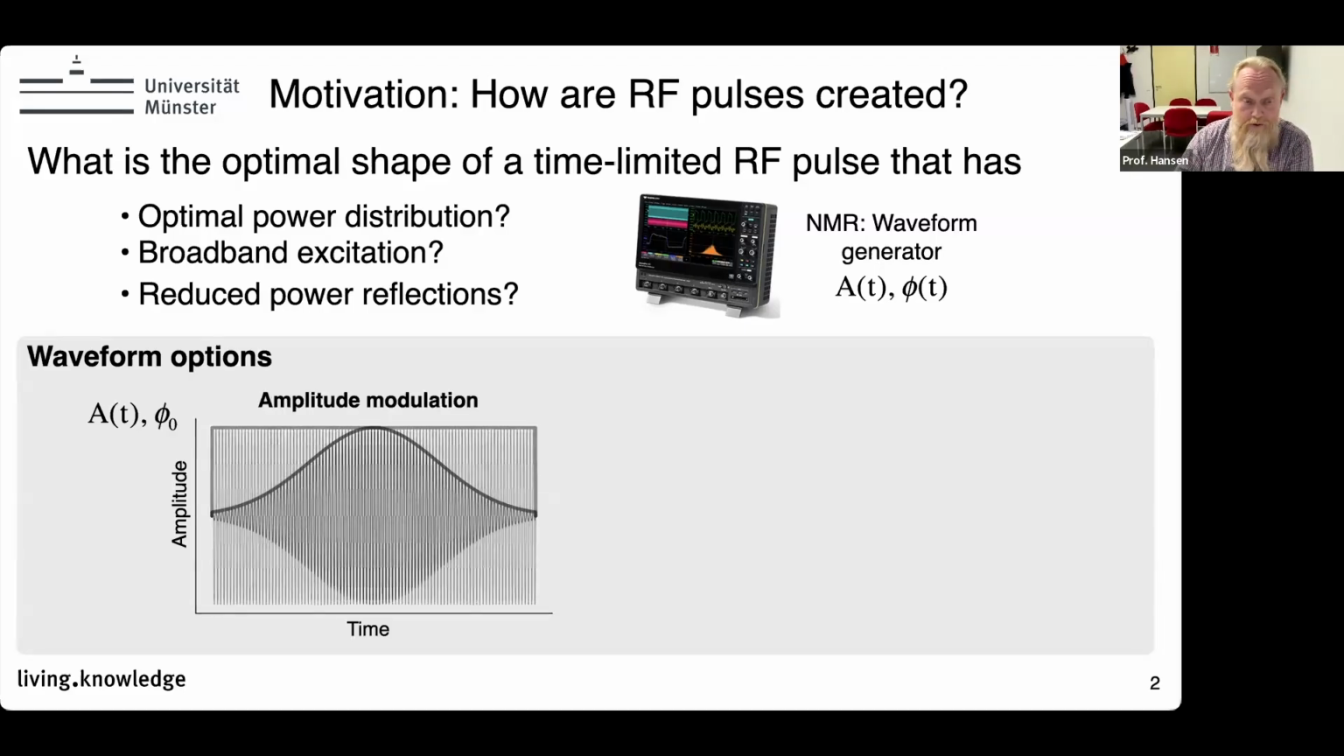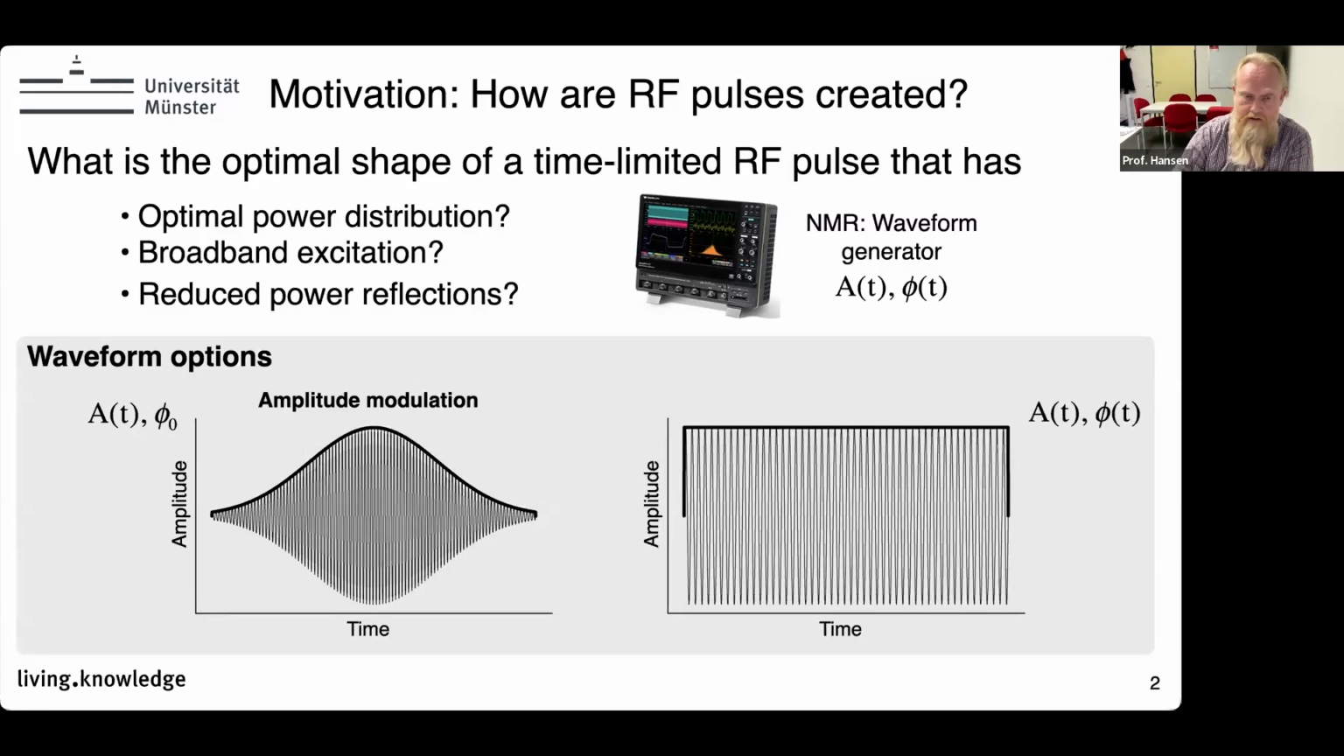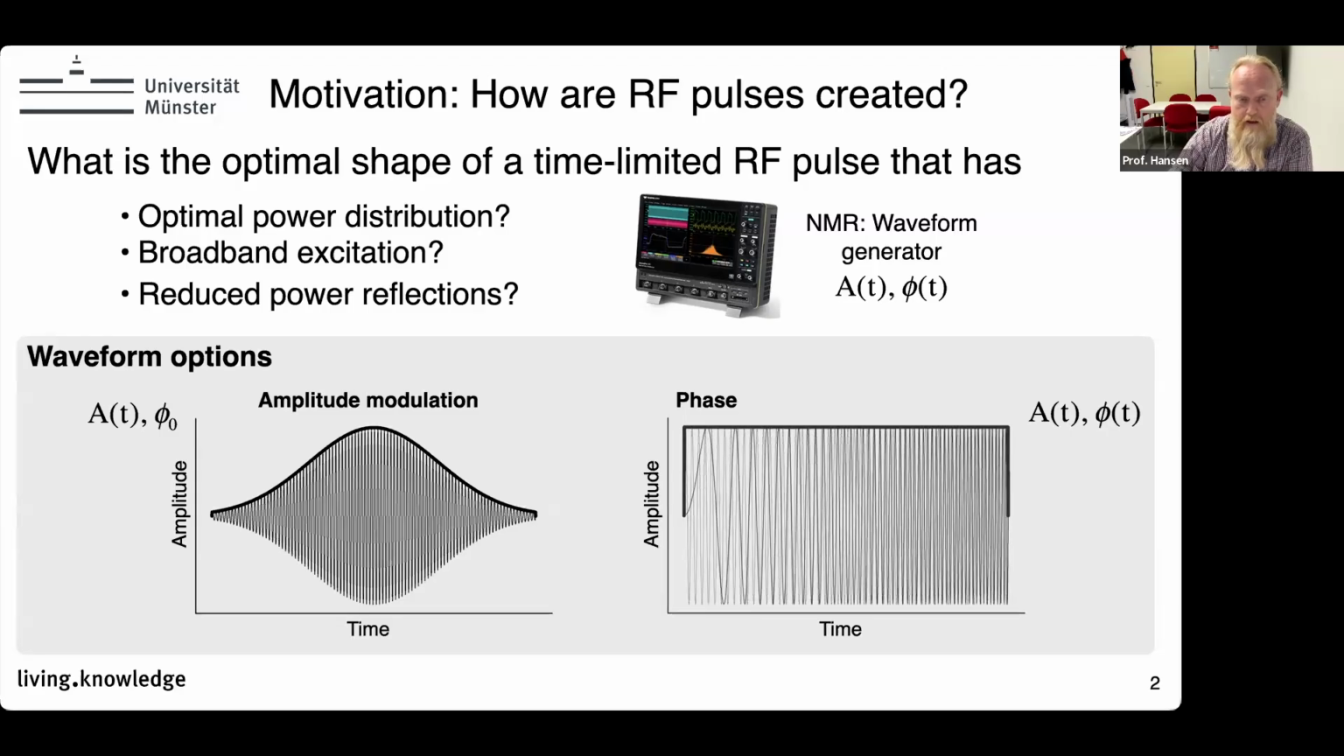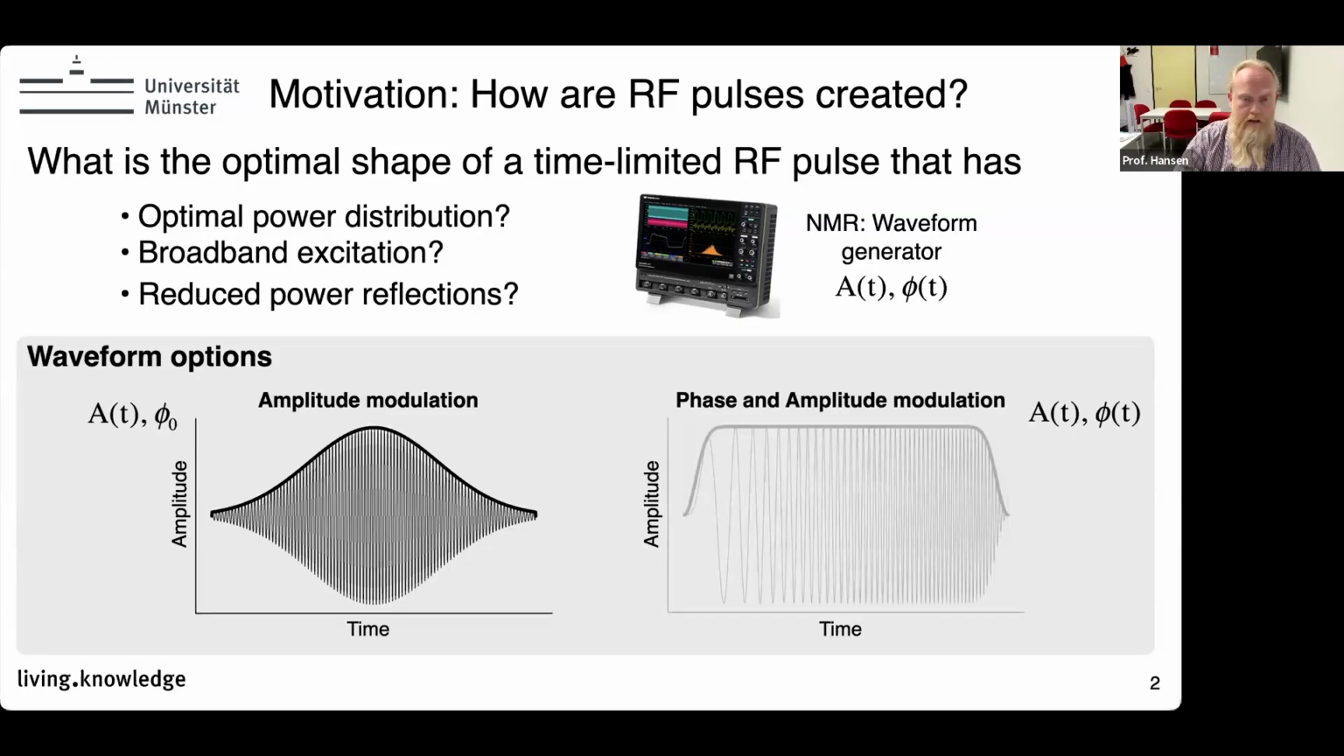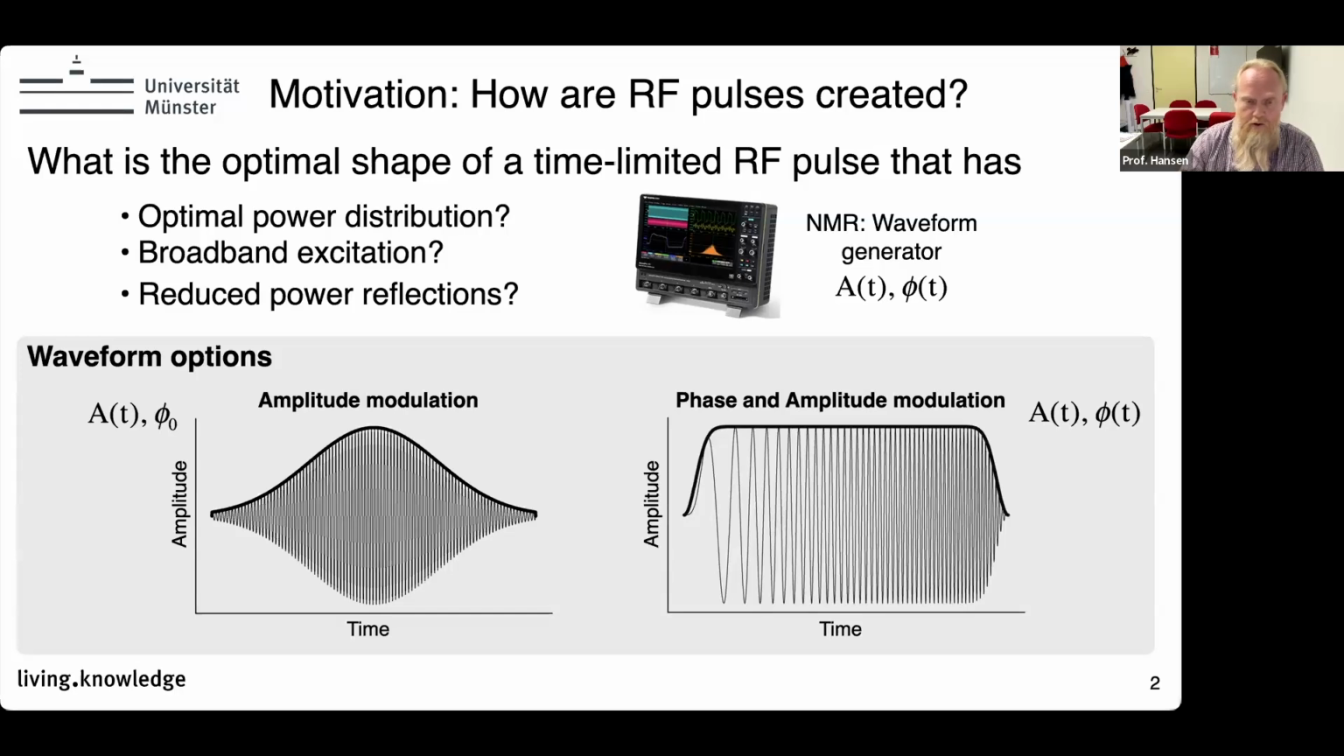You can also do amplitude modulation. That means that you now have a time-dependent amplitude. And of course, you can also do phase modulation, like for instance shown here. And of course, you can also combine this. This is what you can do with the NMR waveform generator using so-called shape pulses. And this then eventually could look like this, with a specific amplitude profile and a certain shape phase profile.